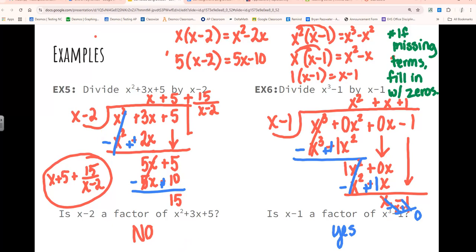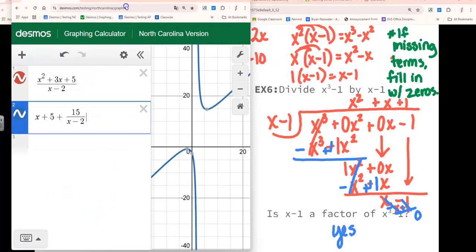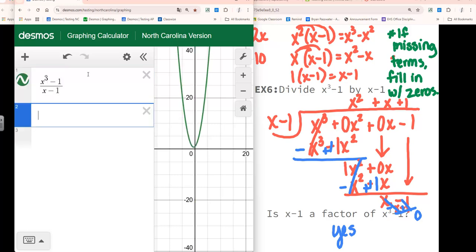And you can check with Desmos. I would encourage you to, right here. Because if we're doing x to the third minus 1 divided by x minus 1, and we type in our answer, which was just x squared plus x plus 1, I get the same graph. Right? They're the same graph, so that lets me know that I probably did this right.